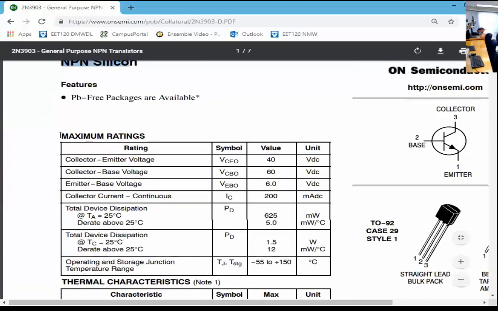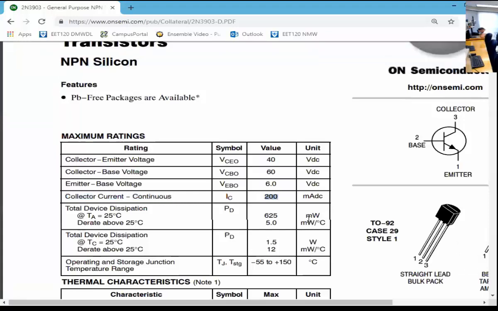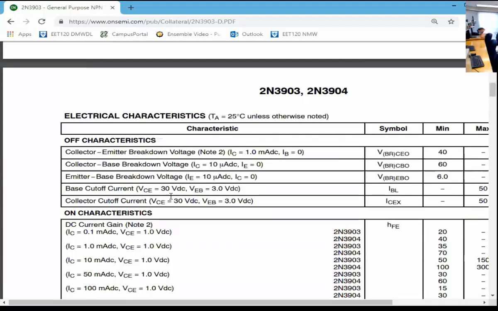So you see under maximum ratings, the maximum collector current you can have is 200 milliamps. So anything above that in any application that you're planning to use it may cause heat to develop on the collector side and you can eventually damage the transistor. So that's one collector current reading I want to show you.